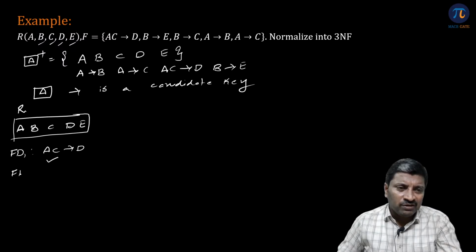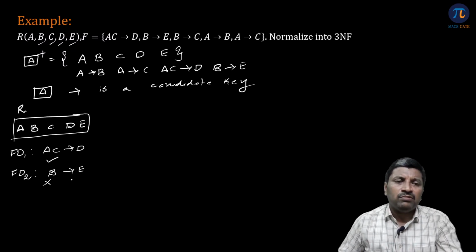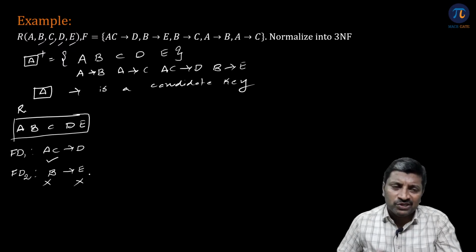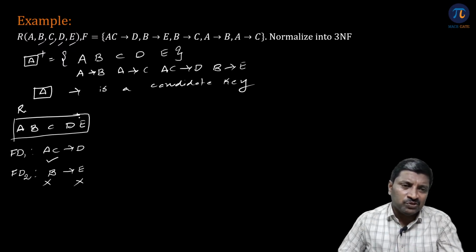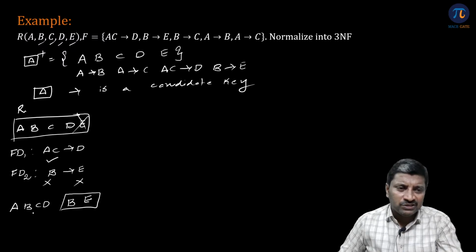What about the second one? B implies E. Is it following the rules, sir? No. Is the right side important? No, it's not a prime attribute. So decompose it. When you decompose, E should be deleted. Who is responsible? B. Then what else are you having? A, B, C, D.